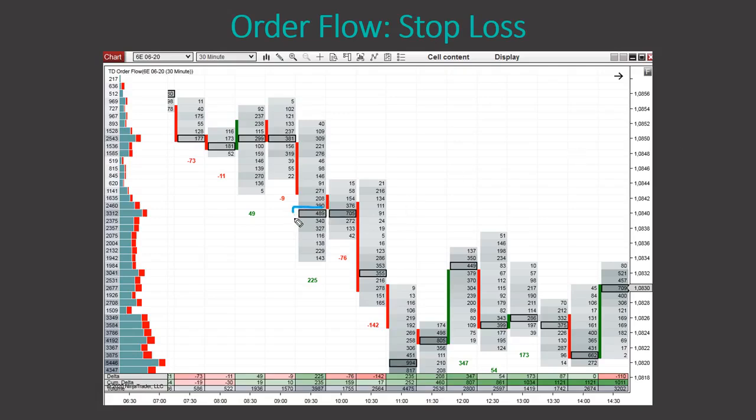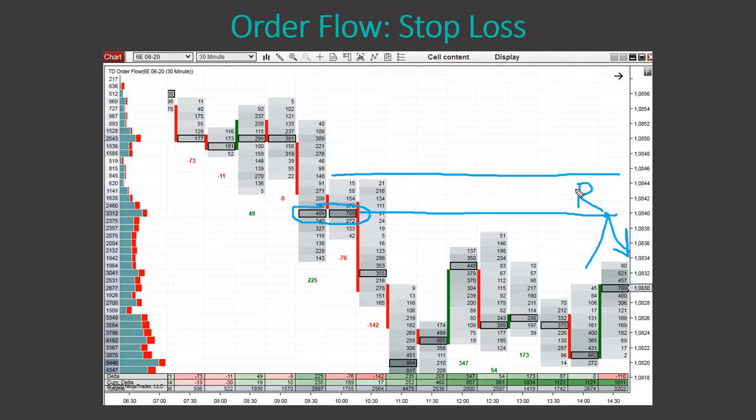So imagine this double node is your resistance. You want to see a reaction like this, and stop loss in this case would be in here. You would place it above this area where the double node got created. All right, so this would be the ideal place to take your stop loss. That is if you of course didn't use the fixed stop loss.